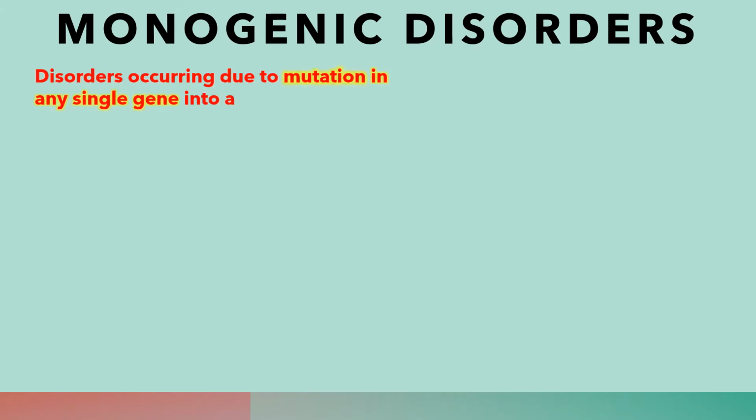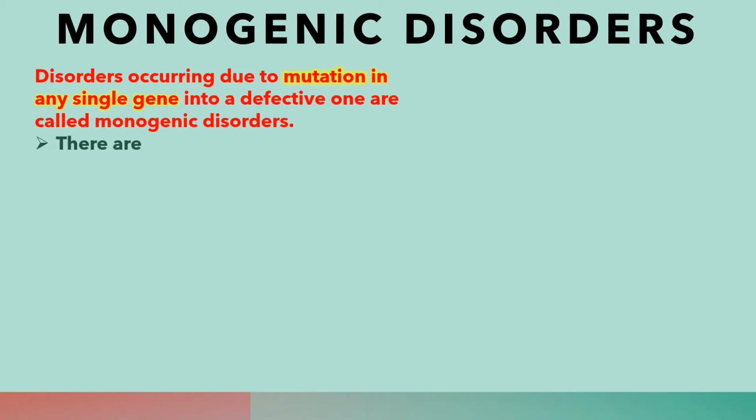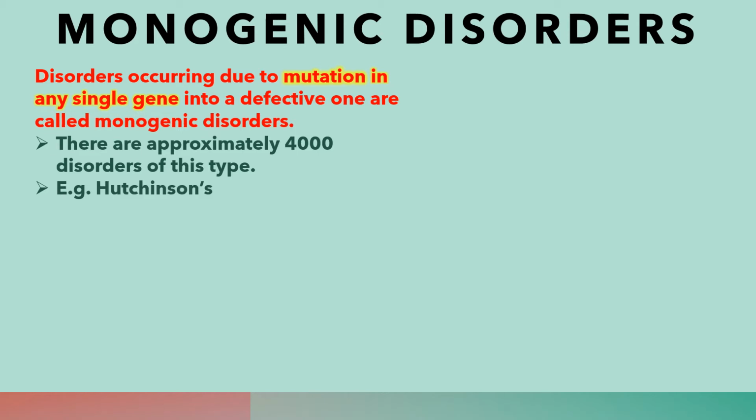The second type of disorder is called monogenic disorders, and these are disorders due to mutation in any single gene. So suddenly the gene pattern changes in only one gene and it becomes defective. And because it is only dealing with one gene, it is called monogenic disorder, where again mono means one. Now, there are approximately 4,000 disorders of this type, 4,000 monogenic disorders. For example, Hutchinson's disease, Tay-Sachs disease, night blindness.